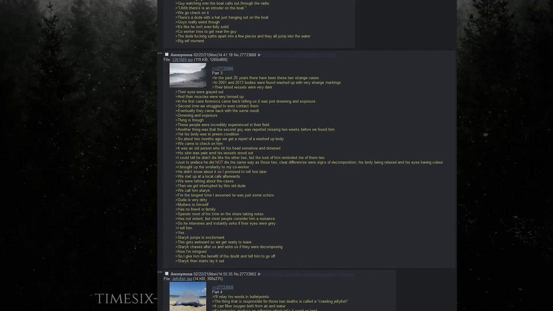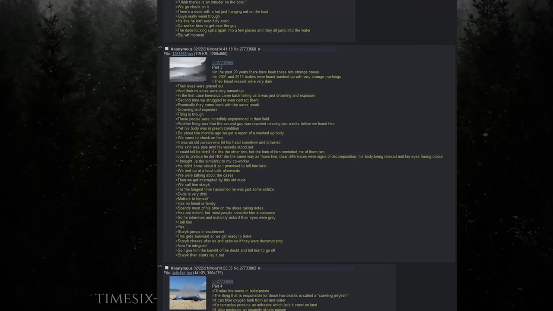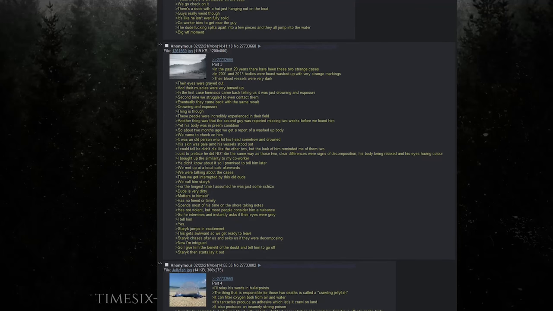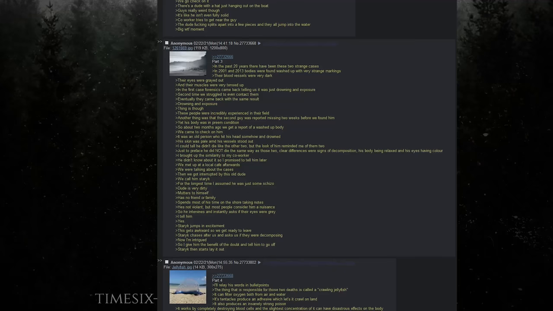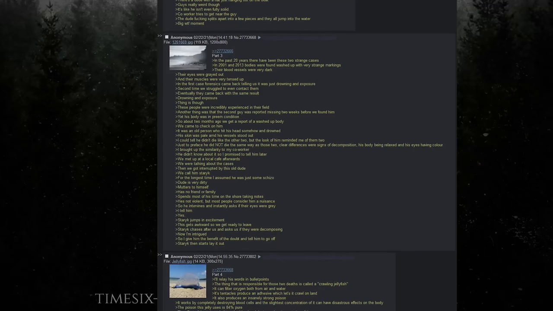Thing is, though, these people were incredibly experienced in their field. Another thing was that the second guy was reported missing 2 weeks before we found him. Yet his body was in prime condition.